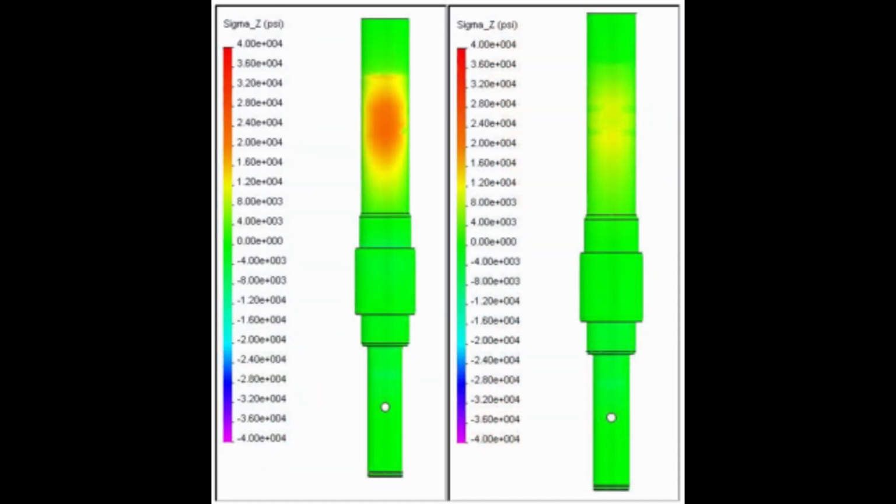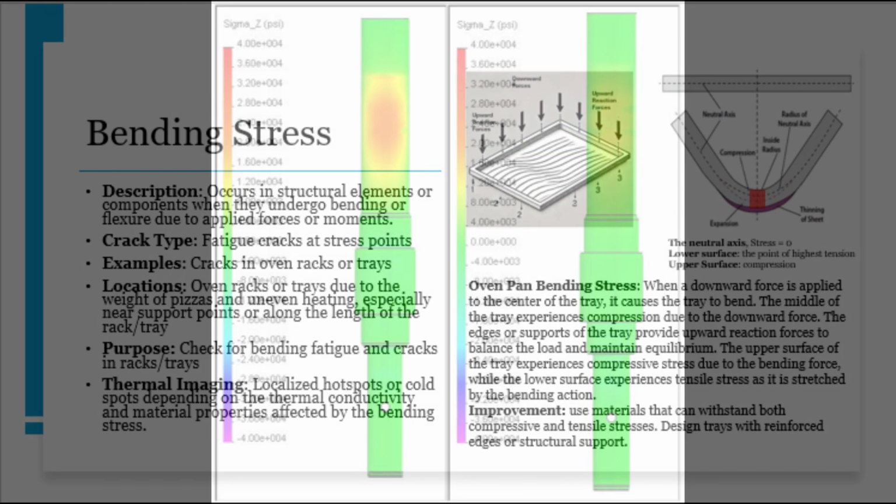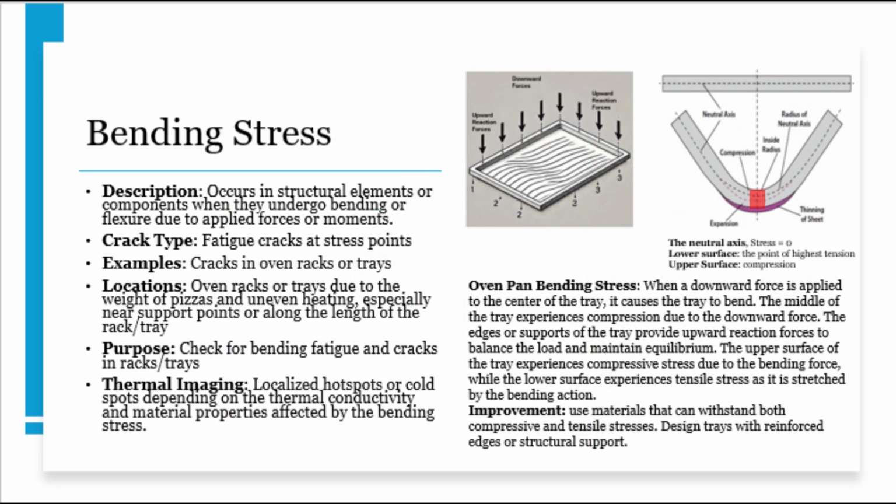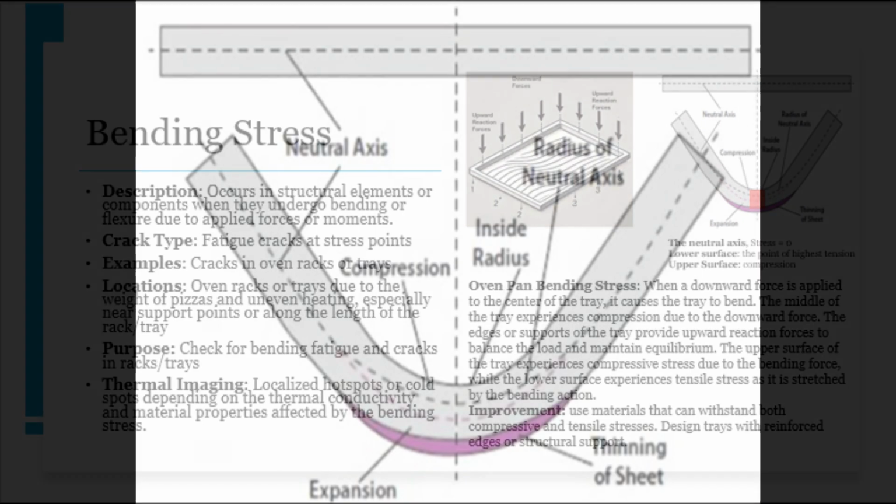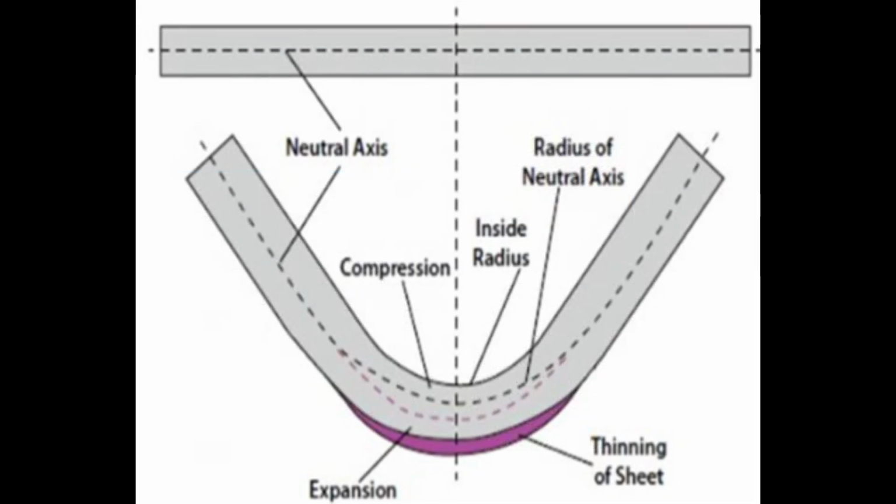Tensile stress may cause longitudinal cracks, necking, and fracture. Thermal imaging of the cracks will have cooler regions along the crack lines due to reduced thermal conductivity. Now, let's look at bending stress. Picture a ruler balanced on a table edge, and you press down on the overhanging part. The force you apply creates bending stress within the ruler, causing it to flex and bend under the load.